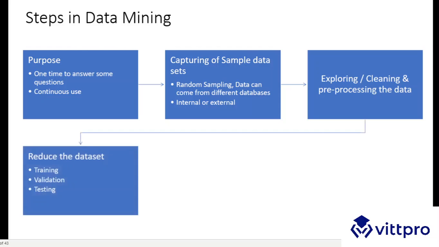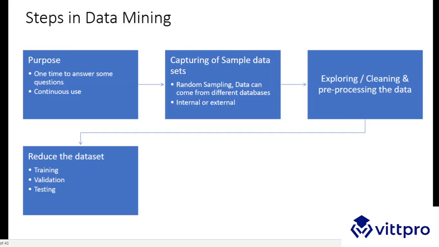Then you will divide the data set into three: training, validation, and testing. So training means basically it's like you are training your mind with examples, right? Like we saw in the previous example when we were selecting the eye testing, whether you get the classes or not.